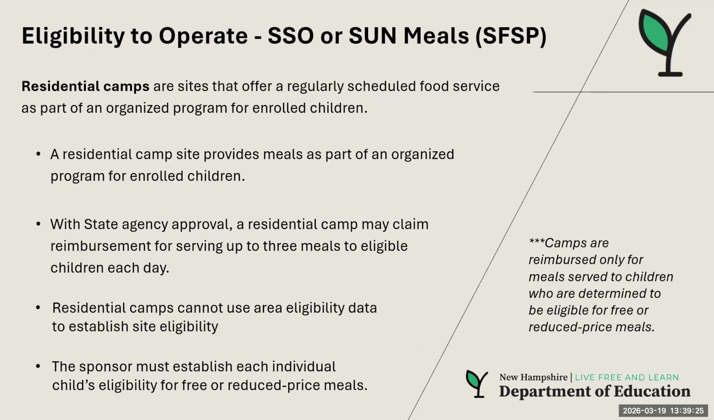Residential camps are very similar to day camps. In a residential camp, the children spend the duration of the organized program in a 24-hour supervised care setting. And the same thing, with state agency approval, a residential camp can claim reimbursement for up to 3 meals per day for eligible children. Camps, residential and day, are only reimbursed for meals served to children who are determined eligible for free or reduced price meals.